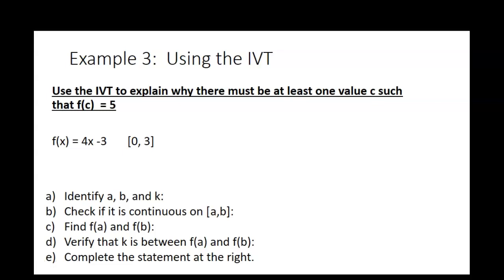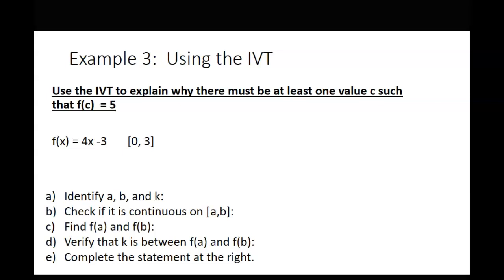Okay, so here we go. This thing is called the intermediate value theorem, abbreviated IVT. Use the IVT to explain why there has to be at least one value c. Remember, that's an x value, but we're calling it c, a specific x value, such that f of c equals 5. So what this is saying is there has to be some x value that I could plug in so that I get 5 as an answer. Okay?